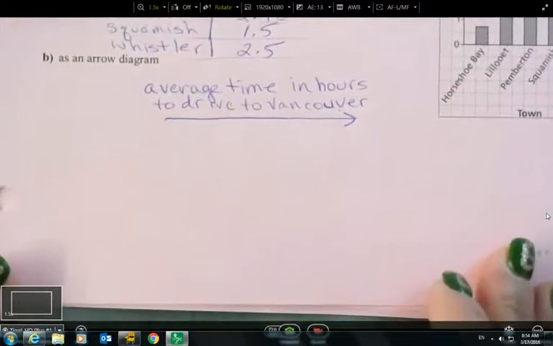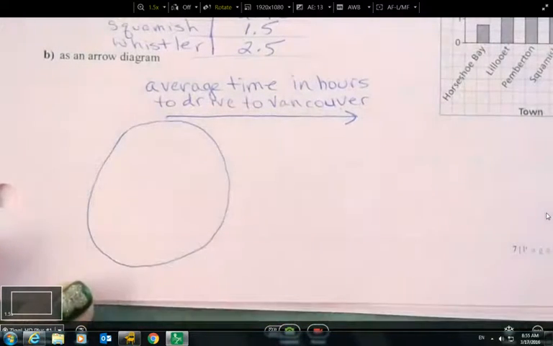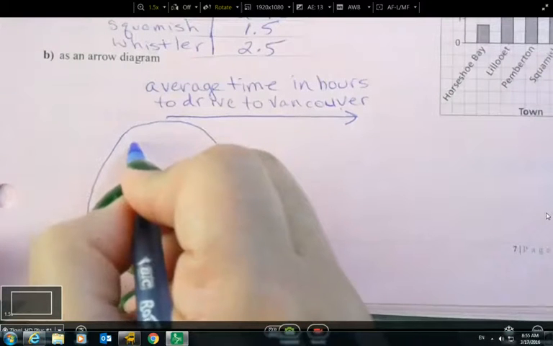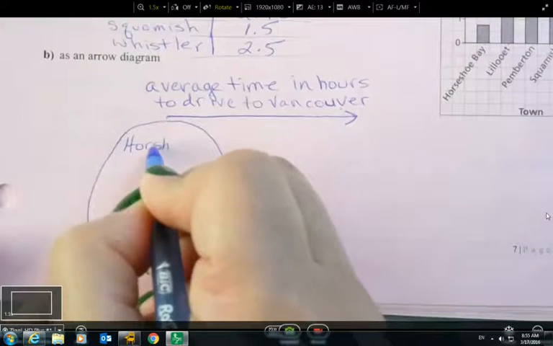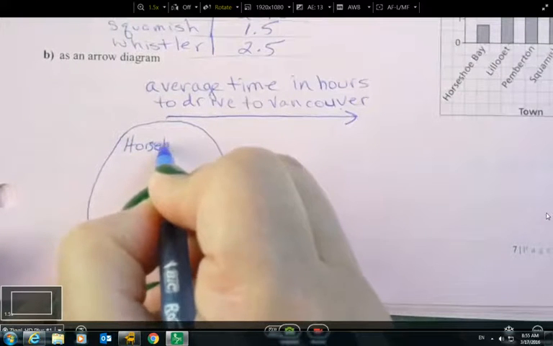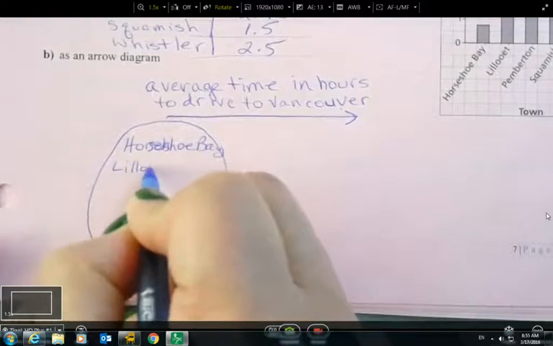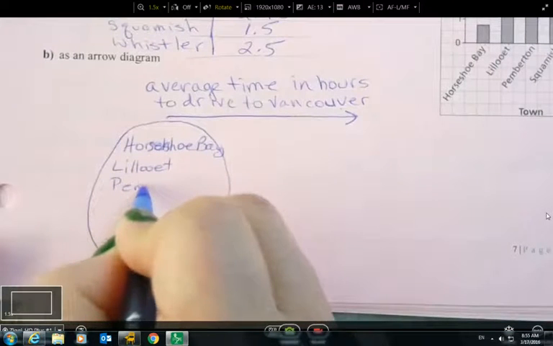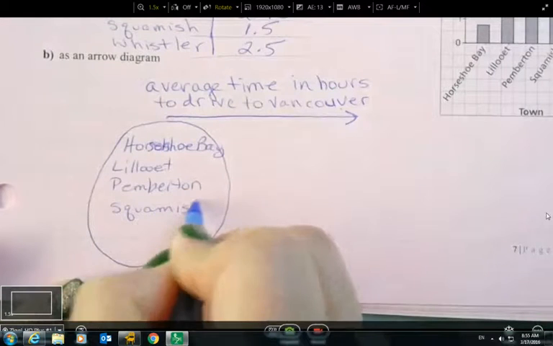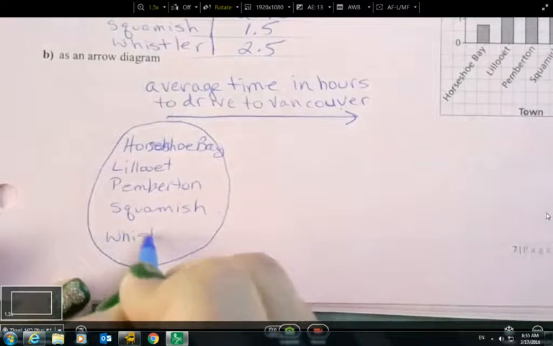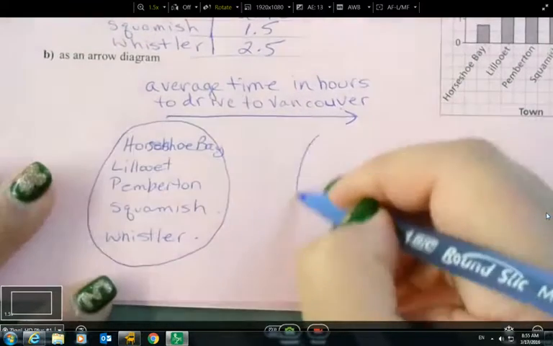So what are the things I'm going to list in my two ovals? I'm going to try to make this one a little bigger. So the towns are going to go here. So Horseshoe Bay. Okay, Lillooet. Pemberton. Squamish. Whistler. All right, now, what's going to go in this oval here?